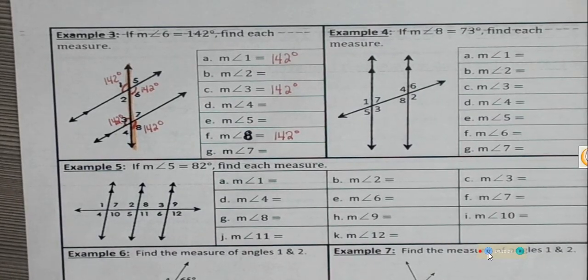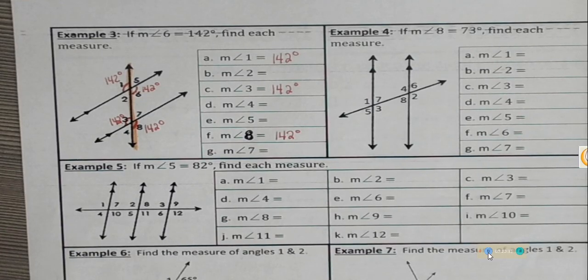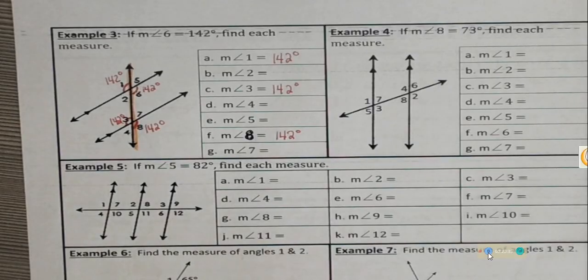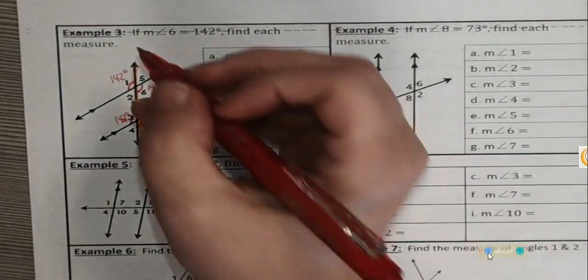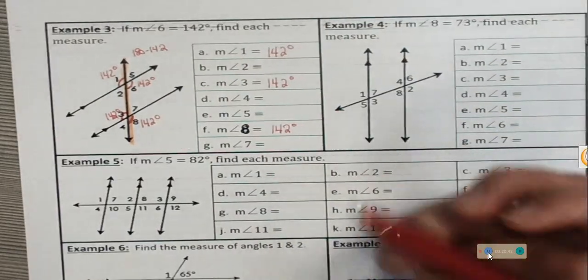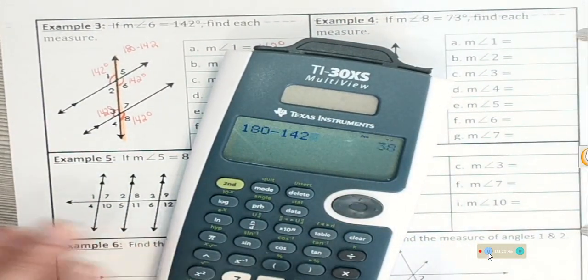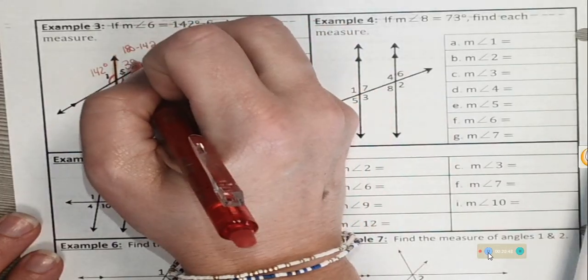Now, here's the ultimate question. How are you going to find the other 4? Because it makes a straight line. So, 180 minus 142. I'm going to take my calculator. 180 minus 142 gives me 38 degrees.